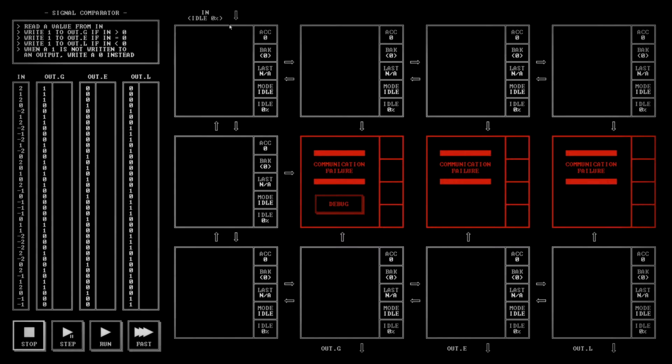Basically we need to send the number down here and then only output if it is greater than or equal to zero. So let's take a look at the manual here and see what we got. We have the jump commands: jump equals zero, jump not zero, jump greater than zero, and jump less than zero.